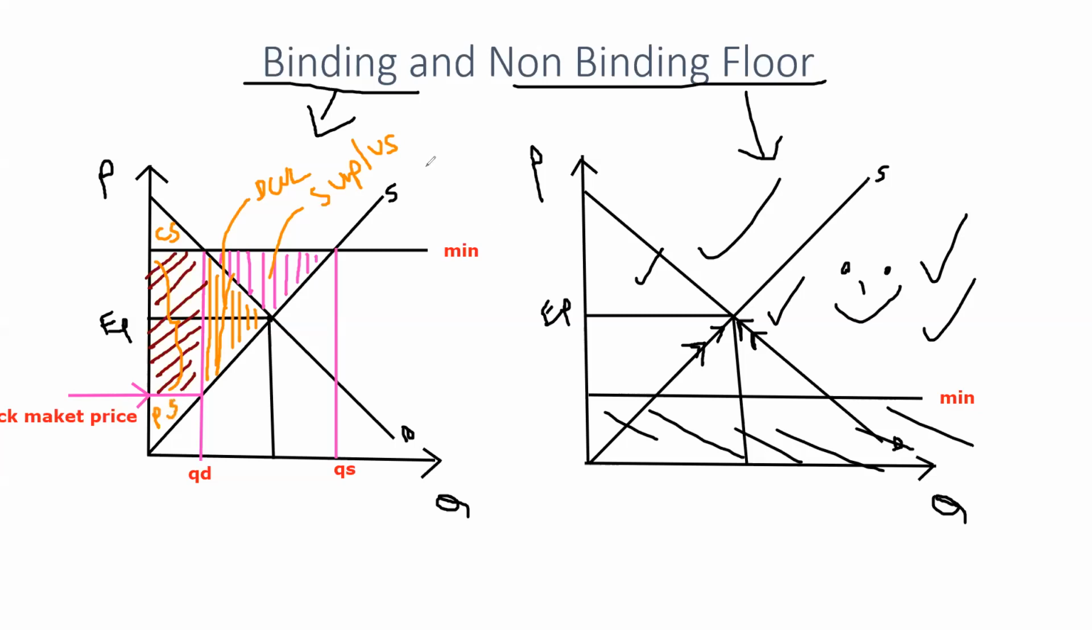So we have to bear in mind, if we are looking at a binding ceiling or a binding floor, both of them will affect the consumer surplus and producer surplus. A non-binding ceiling and non-binding floor will not affect the surpluses. So you can pause this video, look at the diagram again, replay and see how I was drawing it. But now it's time to move on to the next part.